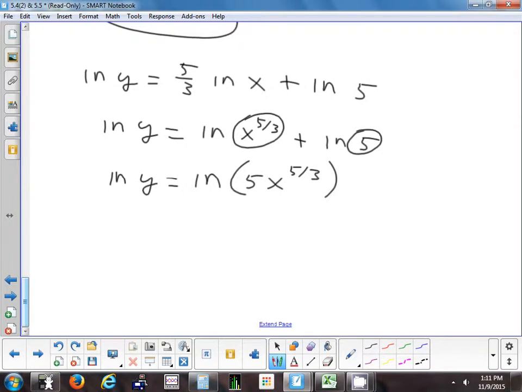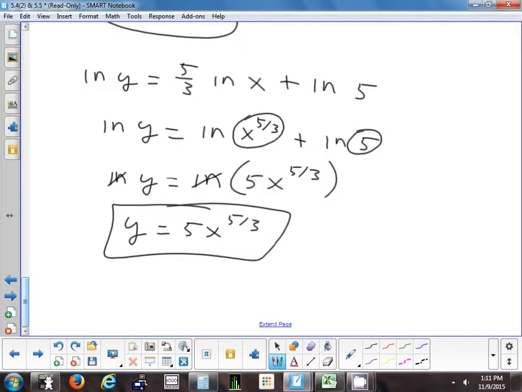If you have multiplication, that would split as a sum. And now, if we're allowed to take the log of both sides, we're also allowed to cancel it out from both sides. Okay, so there's our equation: y equals 5x to the 5/3. That's the equation that if we were to graph this and graph the points, it would go right through them perfectly. All right, so now I'm going to show you the same thing, except we'll do it on the calculator. Any questions on how we did it algebraically?